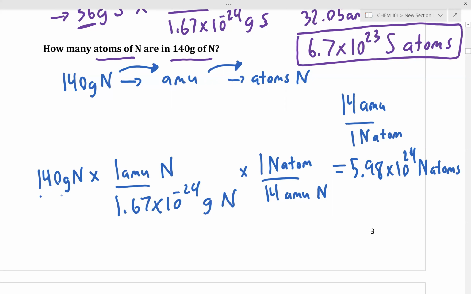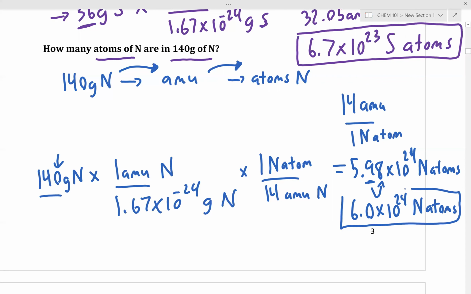Okay, looking at our input, how many sig figs did our input have? Let's be really careful here. 2. This 0 is not significant. So then, if we look at the second significant digit in our answer and we look to the right, do we round up or down? Up. So that gives us 6.0 times 10 to the 24th nitrogen atoms. And please do not forget to include the units. Does that make sense to everyone?